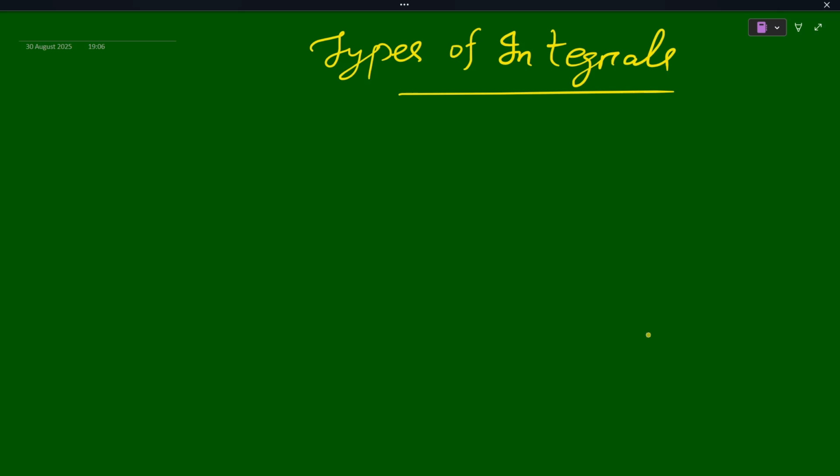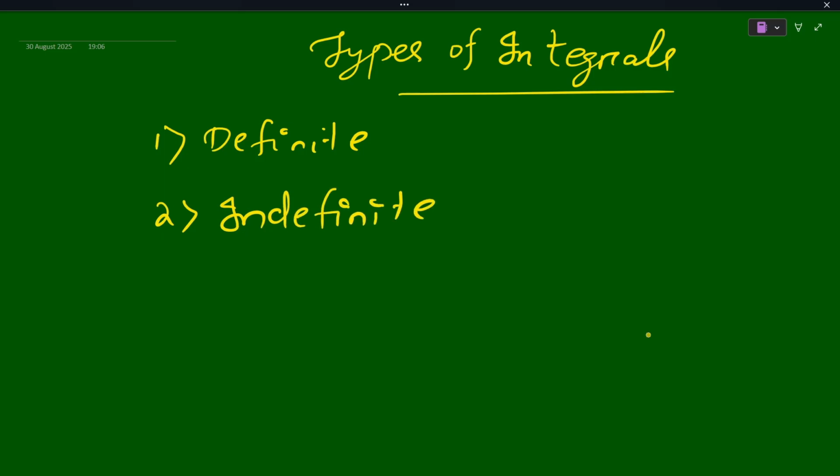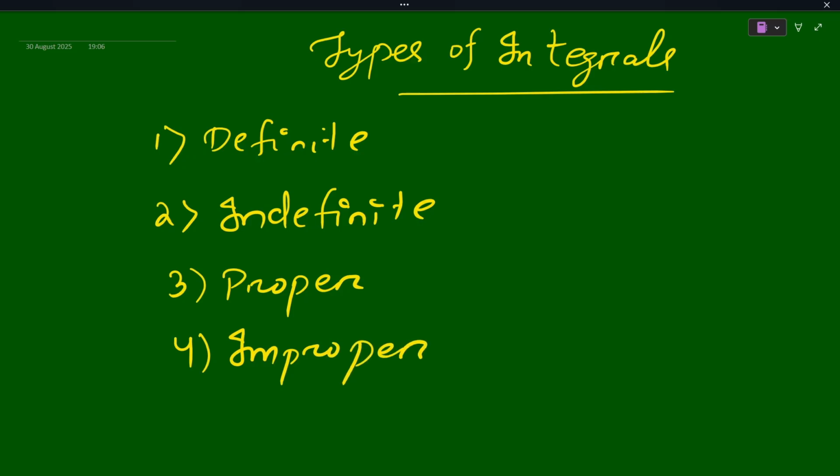There are four types of integrals: definite integrals, then indefinite integrals, then proper integrals, then improper integrals. From these four types, the first type is definite, which states that there are limits for the function on which we want to find the integration. Such types of integration are recognized under the definite part.